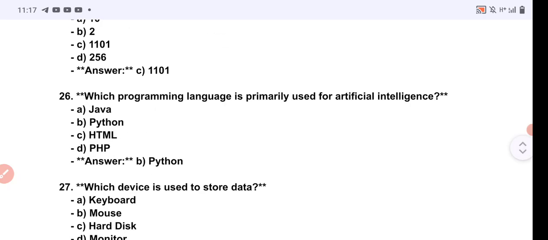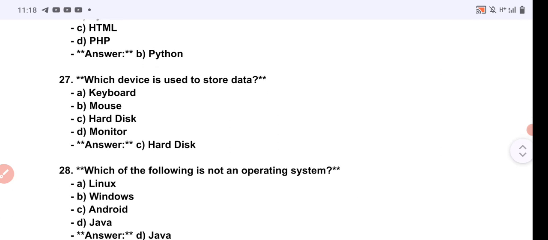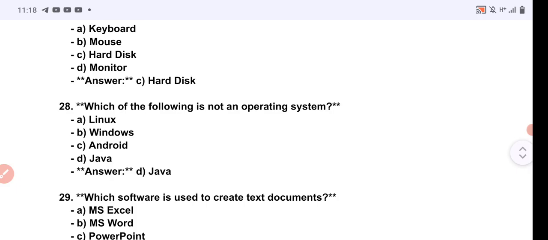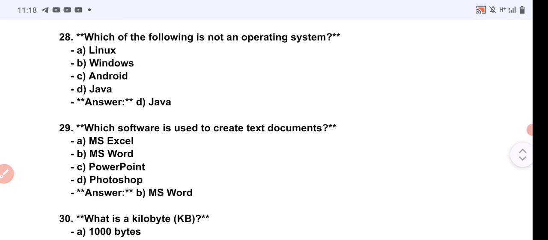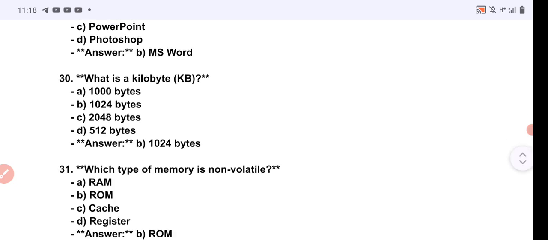Question number 26 है, which programming language is primarily used for artificial intelligence? Python is used for artificial intelligence. Question 27, which device is used to store data? Hard disk is the correct answer. Question number 28, which of the following is not an operating system? Java is not an operating system. Question number 29, which software is used to create text document? MS Word is the right answer.